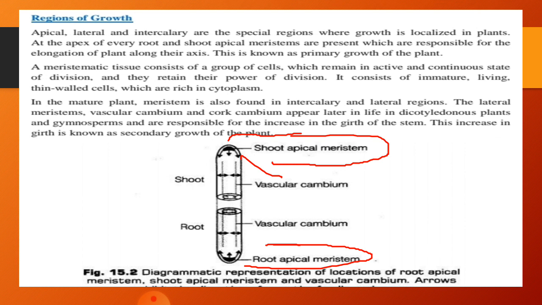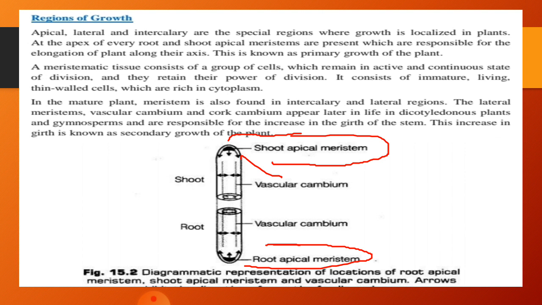A meristematic tissue consists of a group of cells which remain in an active and continuous state of division, and they retain their power of division. It consists of immature, living, thin-walled cells which are rich in cytoplasm. That is, the meristematic tissue is that group of cells which is active, dividing continuously, and retains its power of division. These meristems are responsible for the growth of the plant.